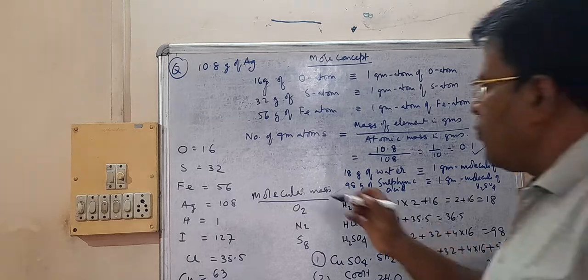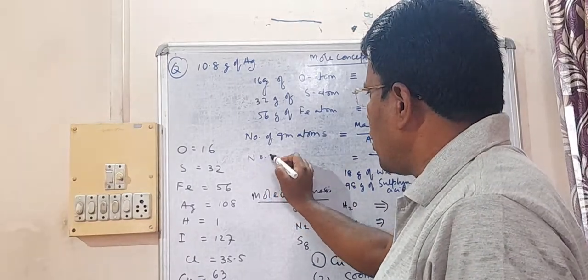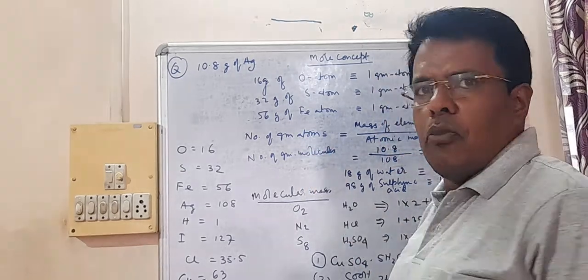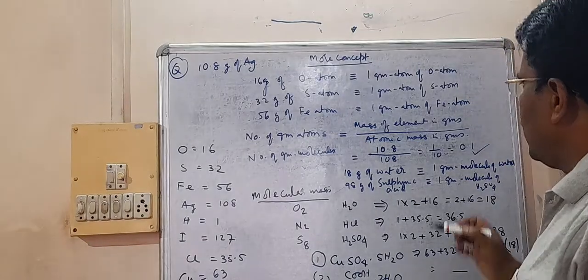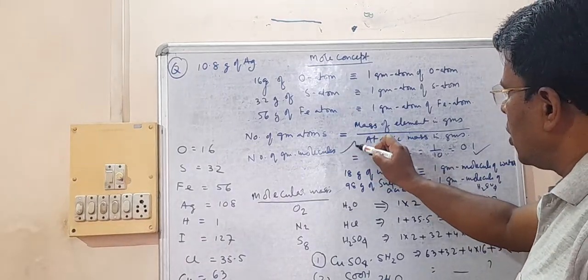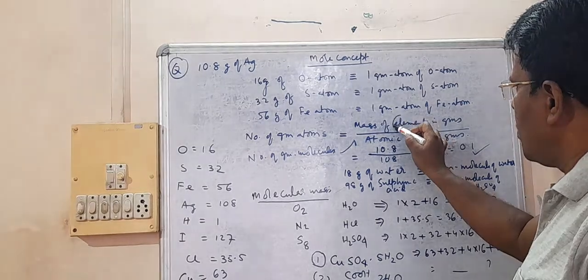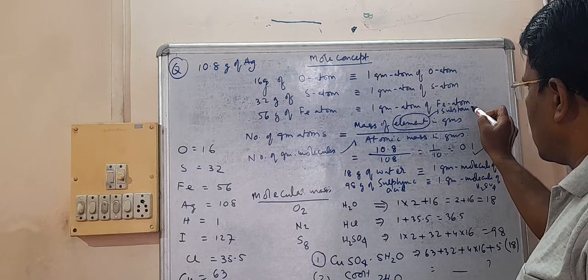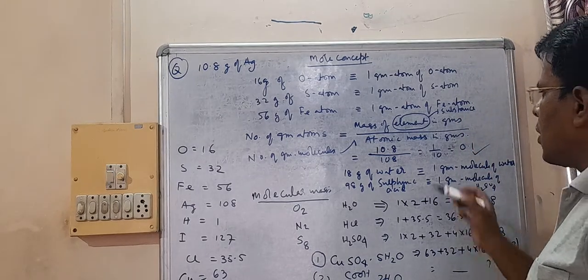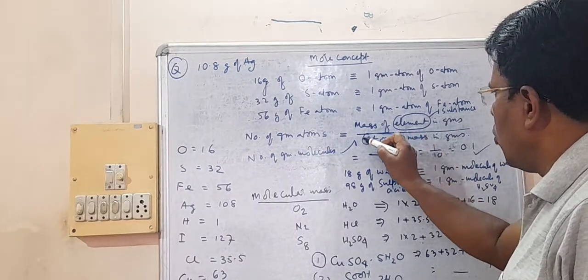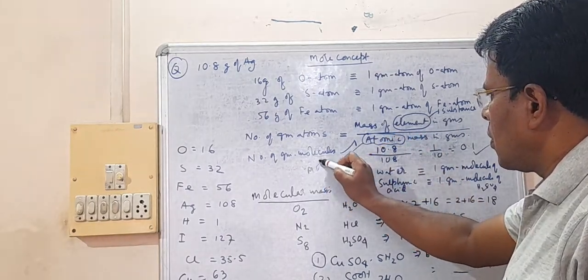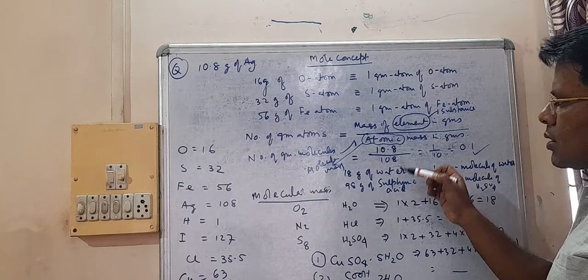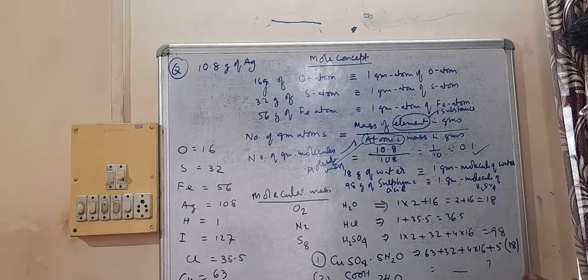So here also, if we want to get the number of gram molecules, we will get it by this similar relation only. The only thing is that here it will be mass of substance in grams, and here it will be molecular mass in grams. So by this relation we can get the number of gram molecules.